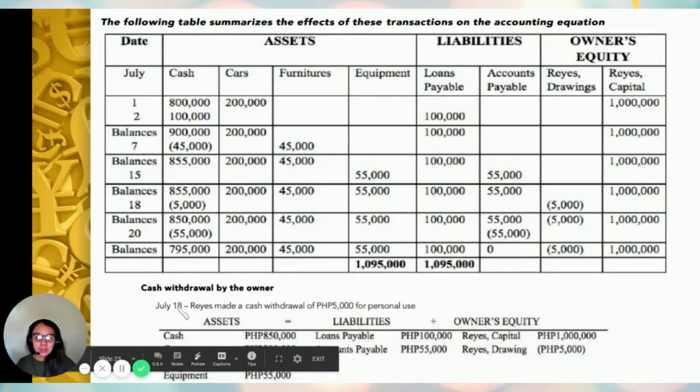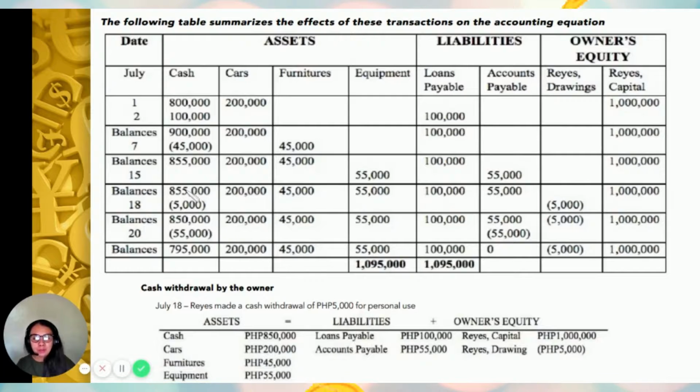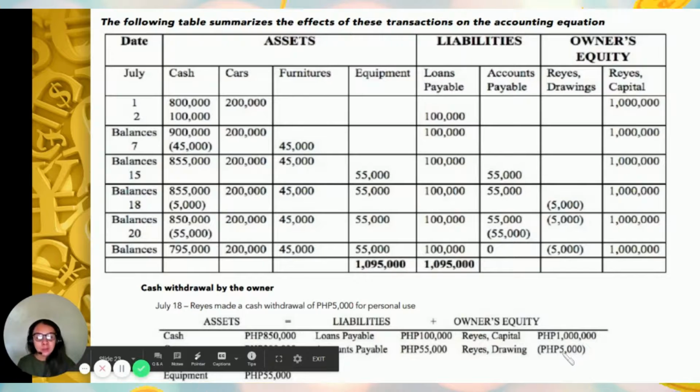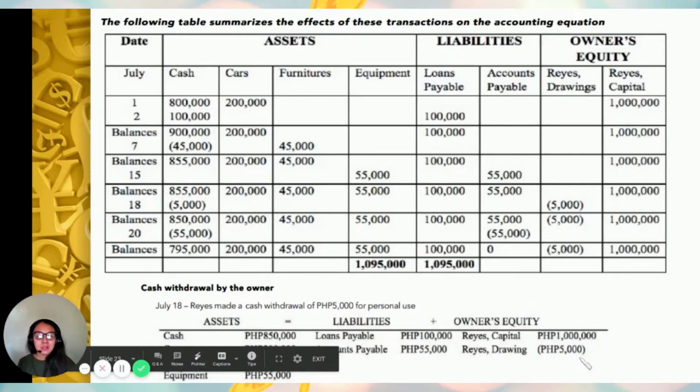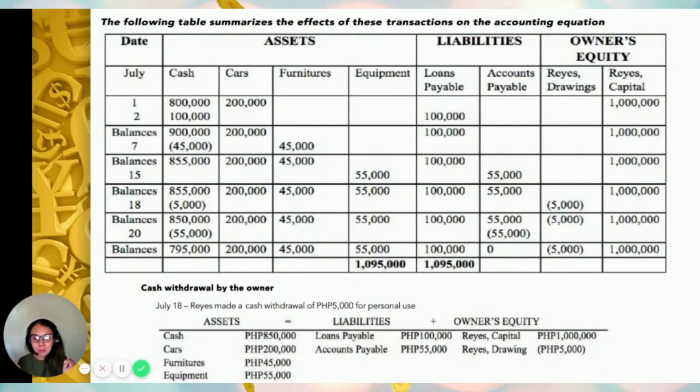And then the same value for Reyes capital. Now, the next one was the July 18th transaction when Reyes made a cash withdrawal of 5,000 for personal use. The effect was only in cash and also in equity. So from 855,000 less 5,000 withdrawal, now the cash is 850. No change in the car value, furniture value, equipment, loans payable, accounts payable, and Reyes capital. But we have this new account, Reyes drawing, for 5,000. Again, remember that the drawing account is a deduction to the equity account. So we put it in parentheses. If it is in parentheses, it means it will be deducted.